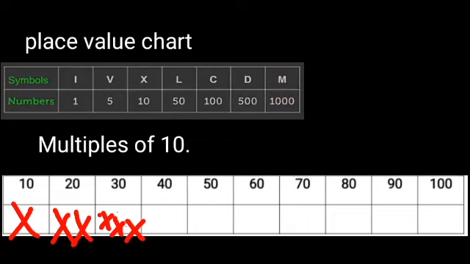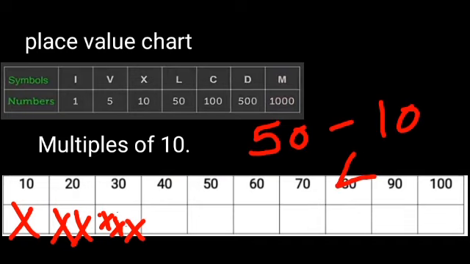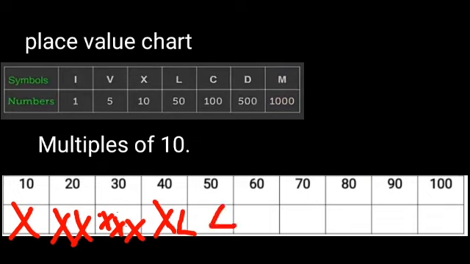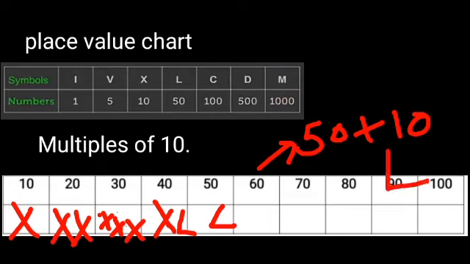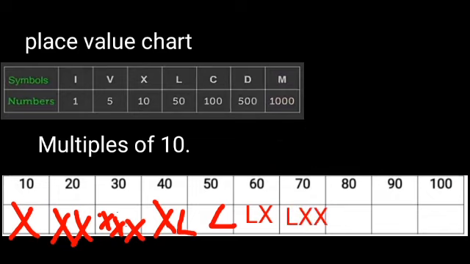So for this, write 50 minus 10. 50 means L from the Roman numeral chart, and to subtract 10, write the symbol of 10 to the left side. 50 means L, 60 means 50 plus 10, the symbol of 50 is L, and for adding 10, write the symbol of 10 at the right side. Again for 70, L for 50, then XX. For 80, it will be LXXX.